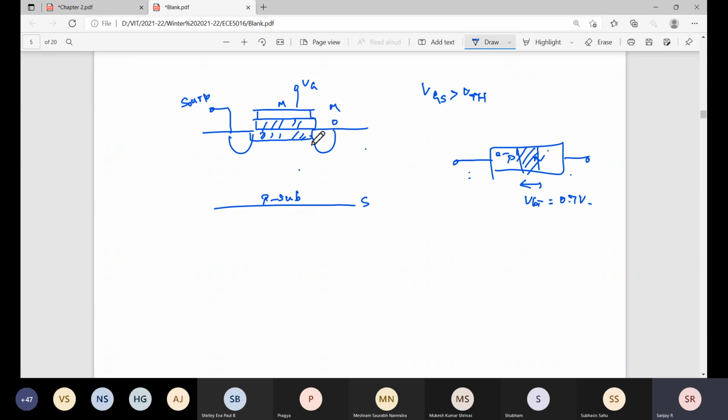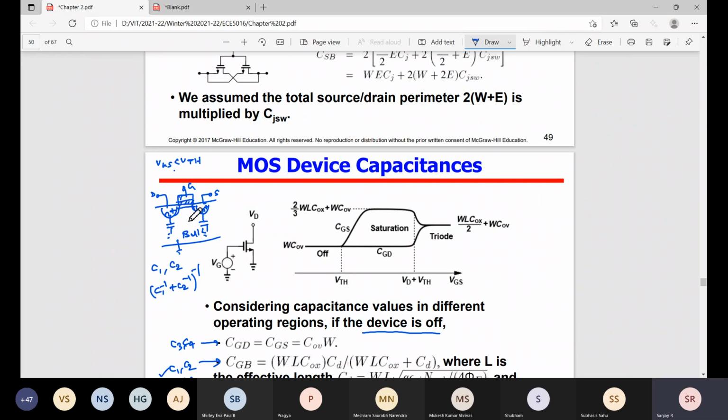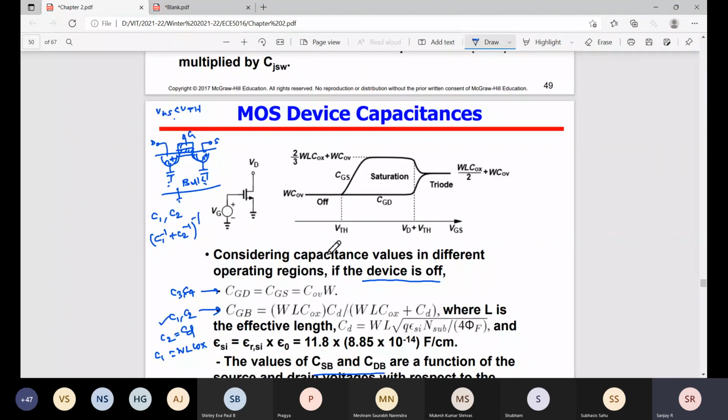That can be done only by the source. That's why VGS greater than VT, the source will come into the picture. I hope you understand. So that's why the channel capacitance is there. Now it's understandable why the channel capacitance comes. Okay, so that is in the off condition. Now you can see the off condition.